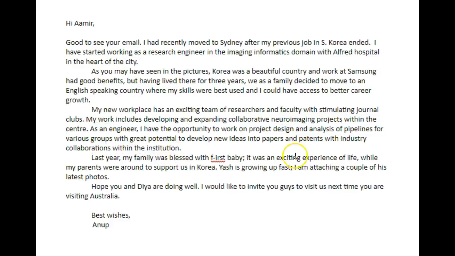Overall, it's fine. But the literal meaning of pipeline is to carry a flow of water or a flow of oil. But we also use it in a metaphorical sense in the office. So we might say that we have an idea in the pipeline, which means something's brewing, something's becoming ready. So I'm not quite sure which one you mean.